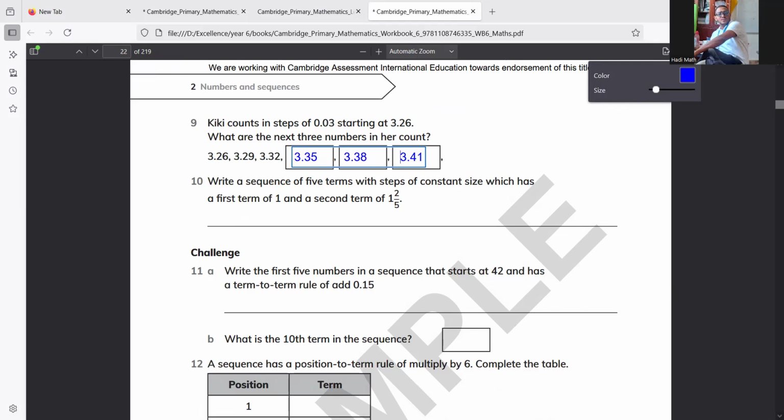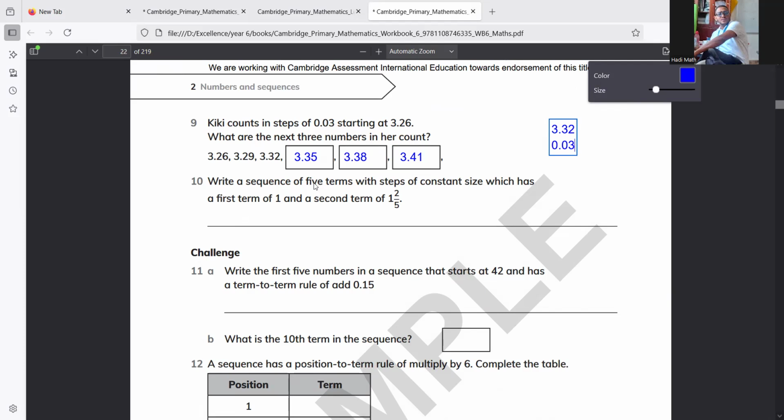Remember this. If you'd like to add, go and add. Like 3.32, add to it what? 0.03. And then add normally. 2 plus 3 is equal to what? It's equal to 5. This is 3 plus 0, and this is 3 plus 0.03. So it's going to be 3.35. Then keep adding every time.